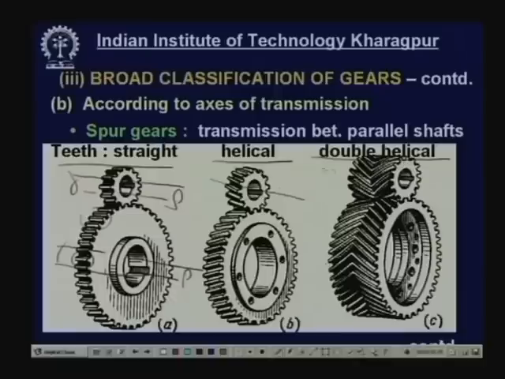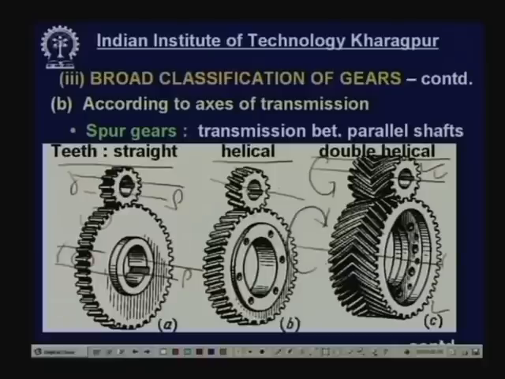Here you can see double helical, this is one shaft, this is another shaft, both are parallel, so this is rotating in this direction, this will also rotate, but in the opposite direction, and the speed ratio will depend upon the size of the tooth. This gear is small, this gear is big, so if this gear rotates at a certain speed, this will rotate at a lower speed.